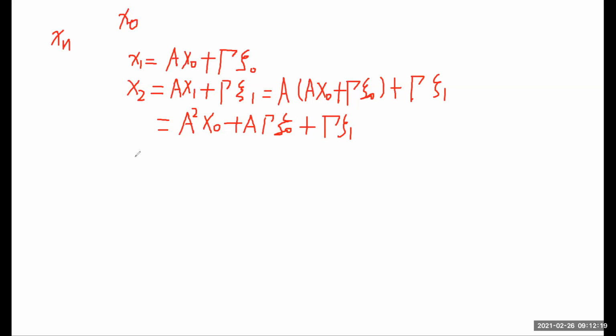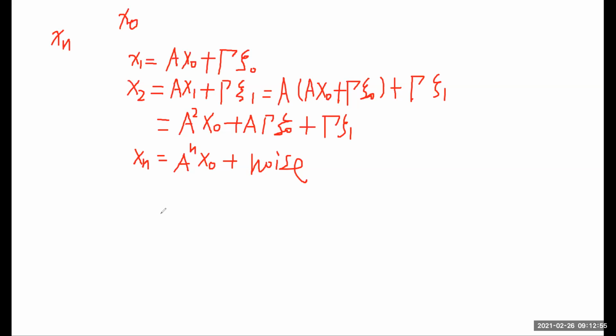In general, xn will be A^n x0 plus some noise. You have to pay attention that this is all a linear combination of the noise. It's a linear noise term, and this is very important. It's all linear.